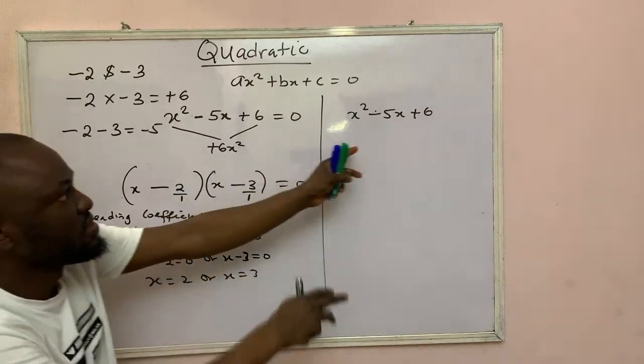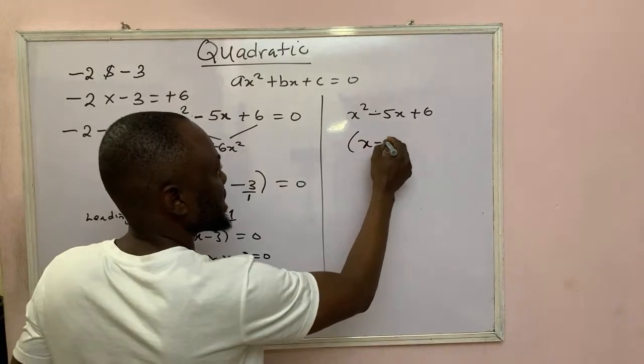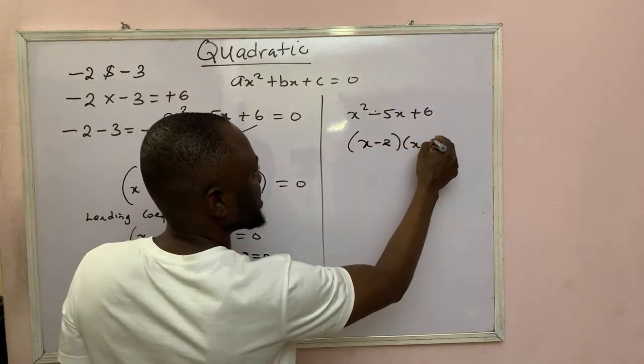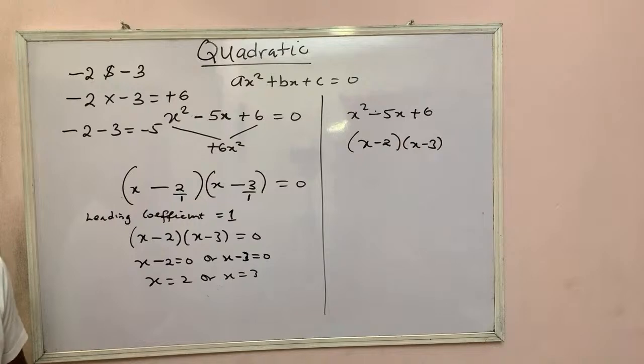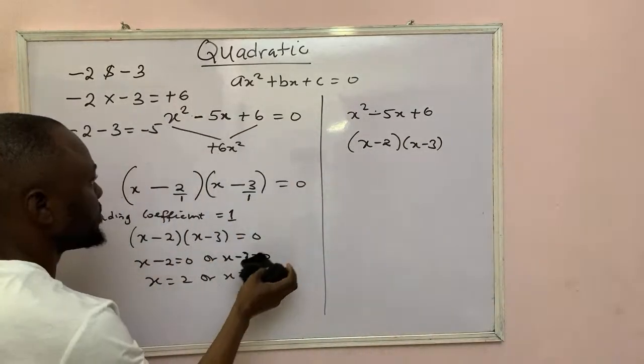So for this, if you have it like this, you just stop at this point: x minus 2, x minus 3. So you are not equating it to 0. I hope that is clear. All right, let's take more examples.